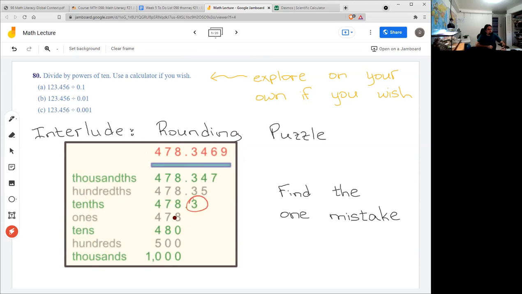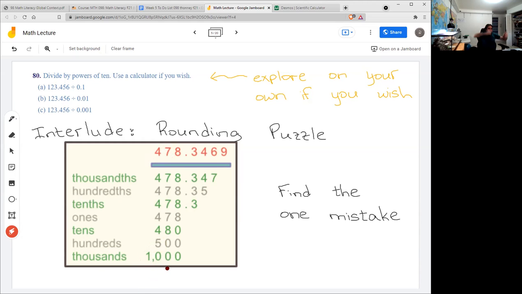Okay, well, we just checked the 3 is fine. Is the 8 fine? Yes, this 3 is small. It's not 5 or more, so the 8 stays the same. Is this 8 good? Yes, this 8 is 5 or more, so the 7 goes up and becomes an 8. Is the 5 correct? Yes, the 7 is 5 or more, so this 4 changes to be a 5. Is this 1 correct?